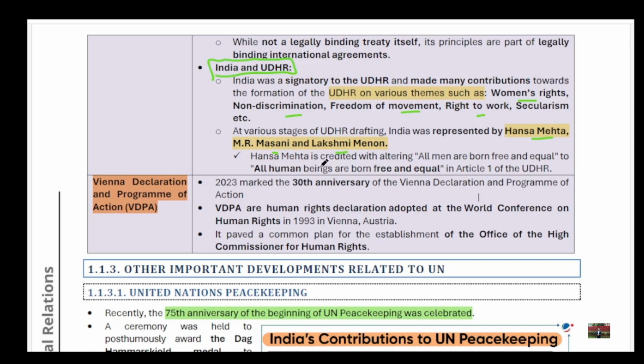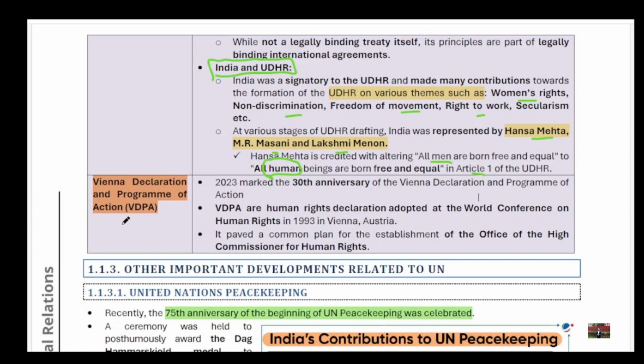And Hansa Mehta made an important contribution by suggesting an alteration which initially was all men are born free and equal. Hansa Mehta altered that to all humans, right? From all men to all human beings are born free and equal, right? So this is more gender inclusive. Here, all men are born free and equal, non-inclusive. But here, all humans, including all, right? Male, female, trans, and queer, and etc. So this is the contribution made by Hansa Mehta, which is very important, and it is prescribed in Article 1 of Universal Declaration of Human Rights.